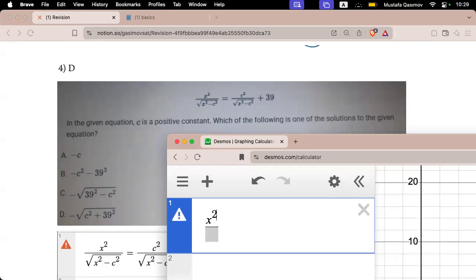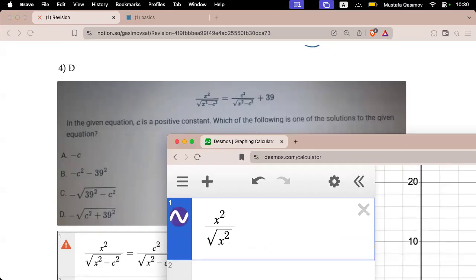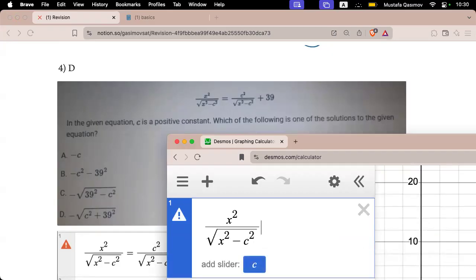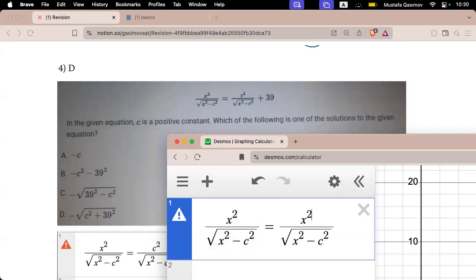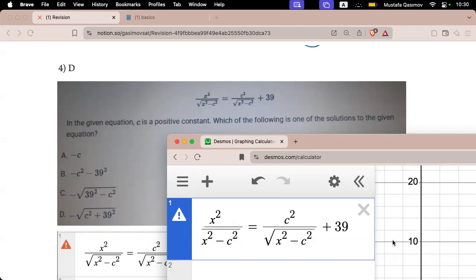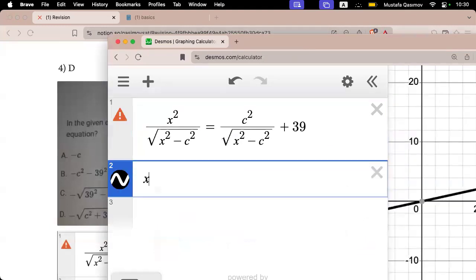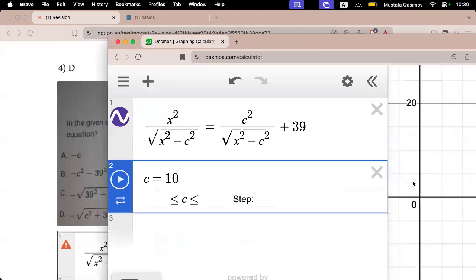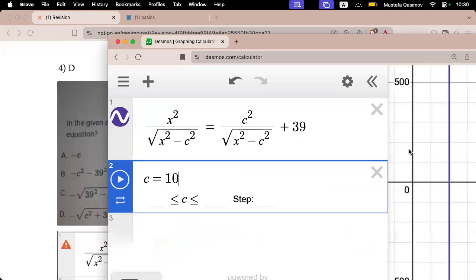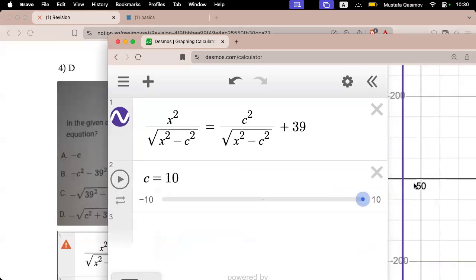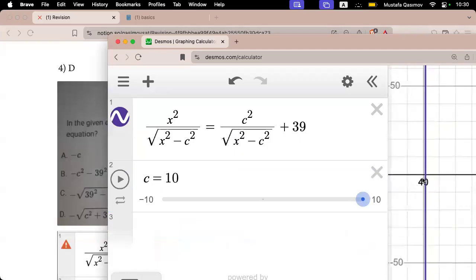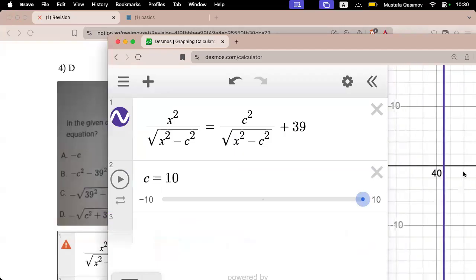Okay, square root of x square over square root of x square minus c square is equal to c square plus 39, like that. Here you have actually two options. You can write instead of c number, let's say c is equal to 10. Okay, you can say that we will get something like that. So it means that x is equal to approximately 40.